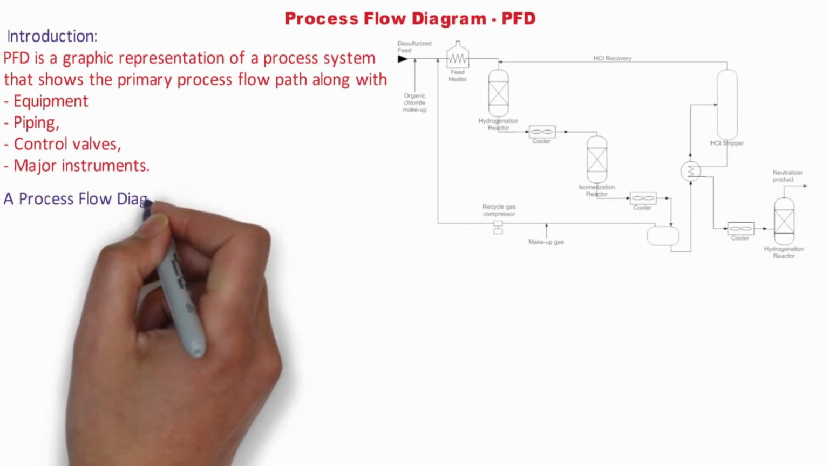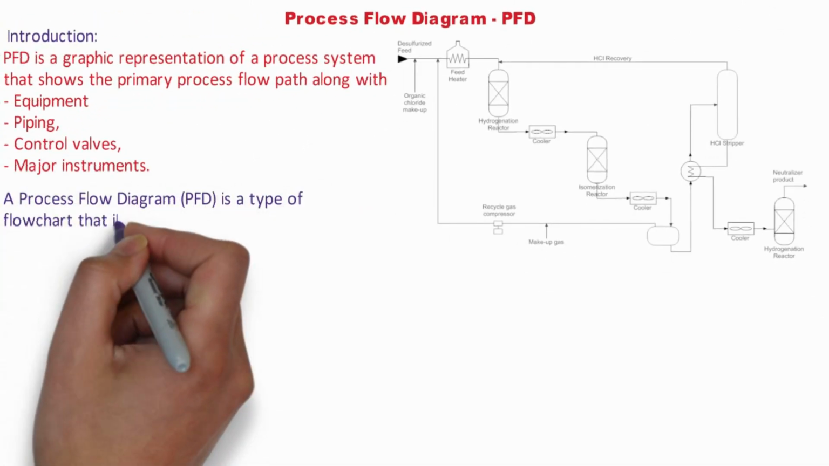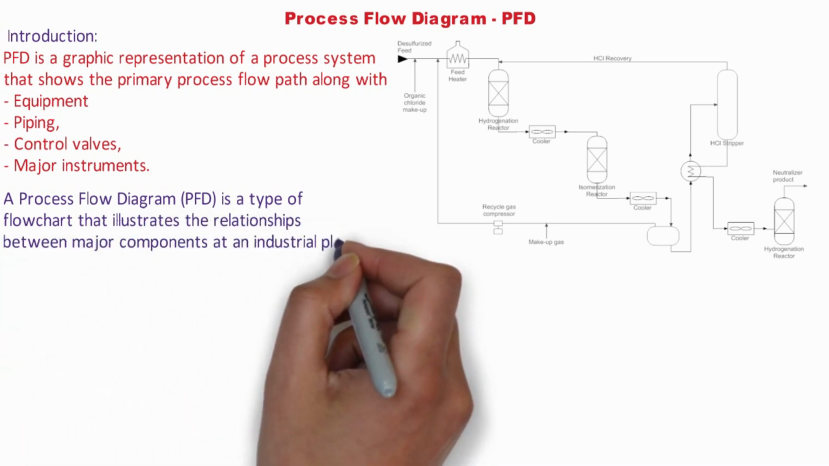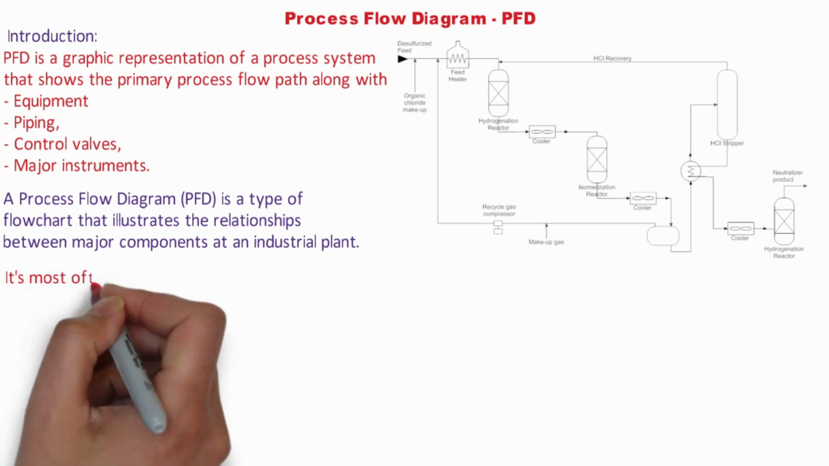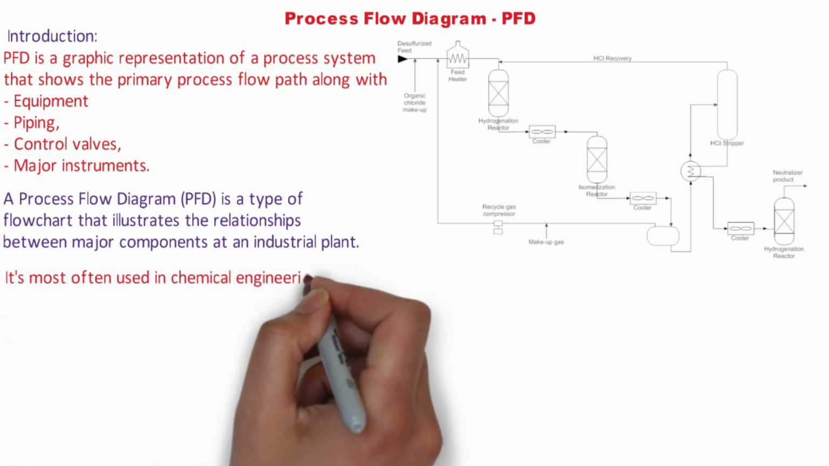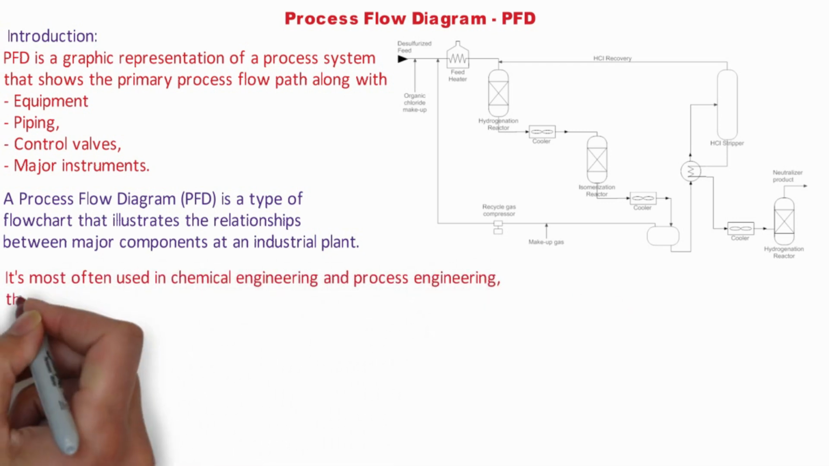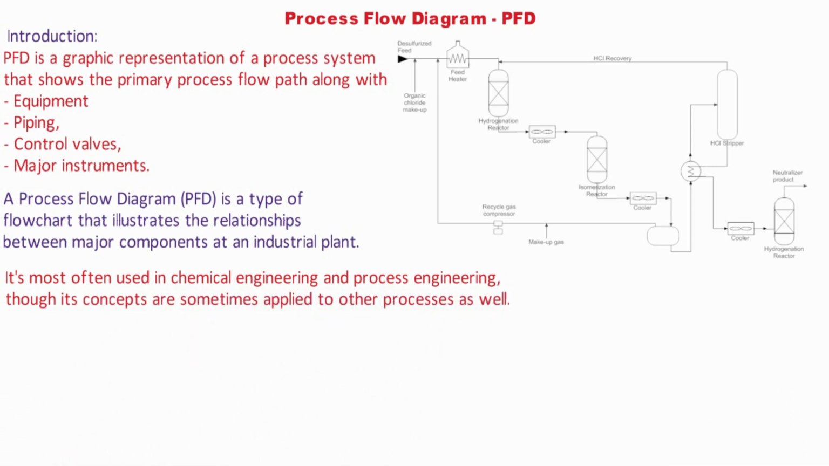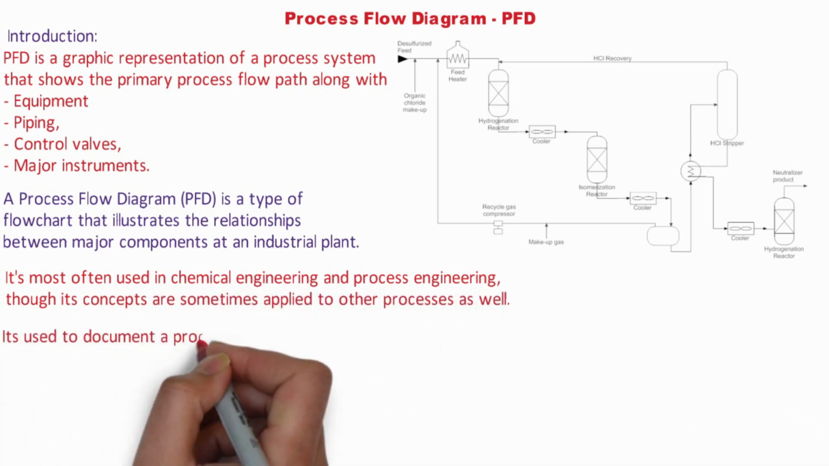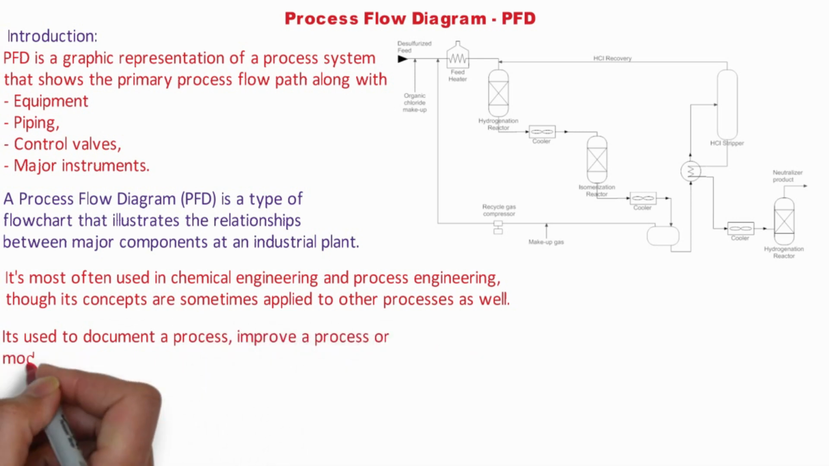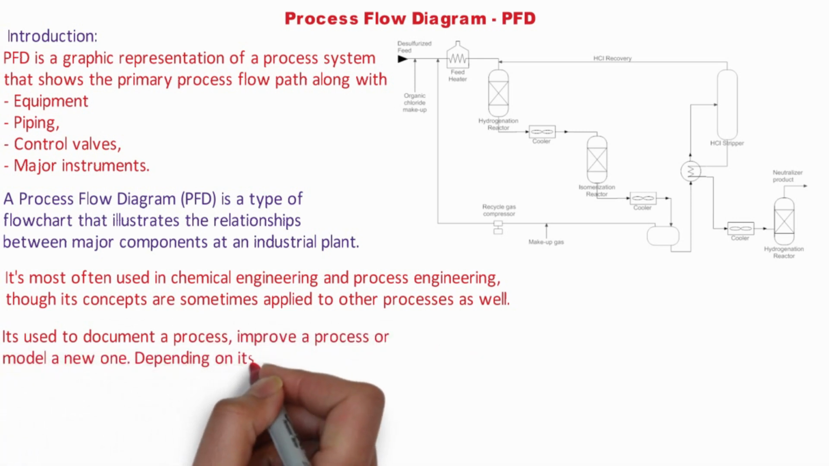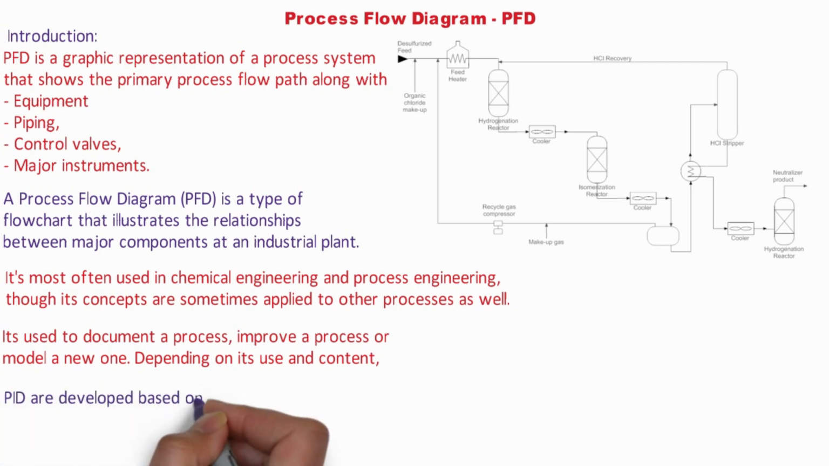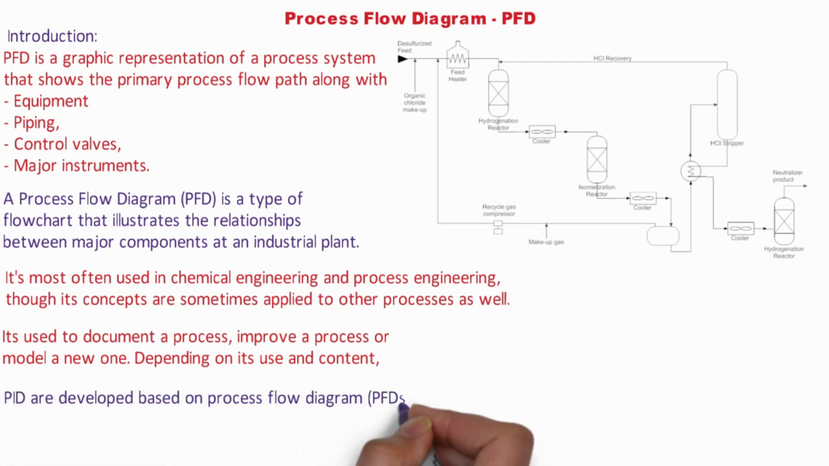A PFD is a type of flowchart that illustrates the relationships between major components at an industrial plant. It is most often used in chemical engineering and process engineering, though its concepts are sometimes applied to other processes as well. It is used to document a process, improve a process, or model a new one depending on its use and content. Also, P&IDs are developed based on process flow diagrams.